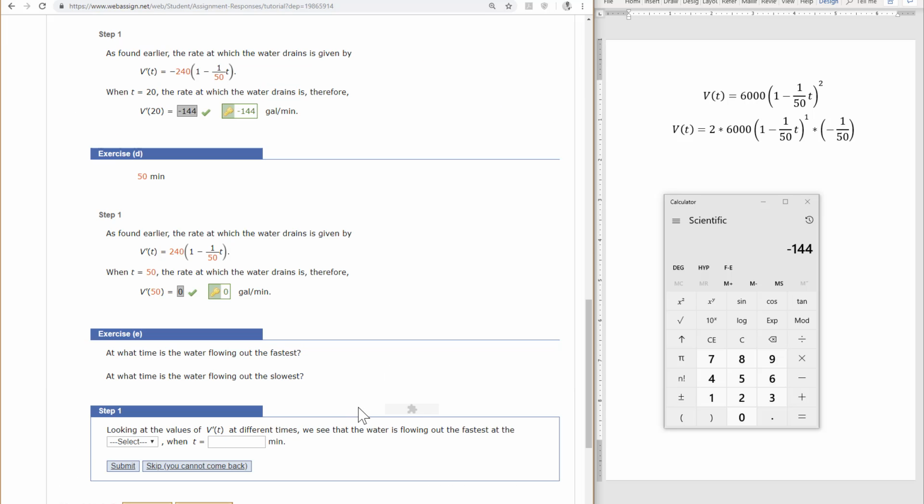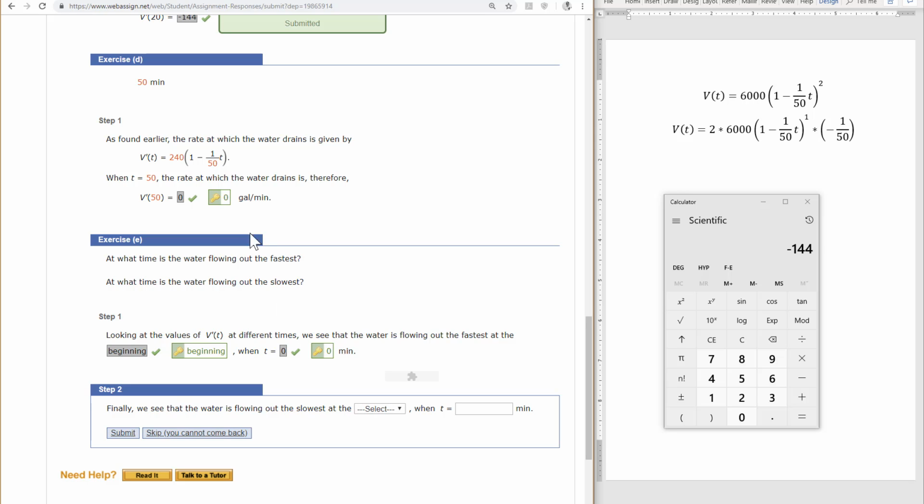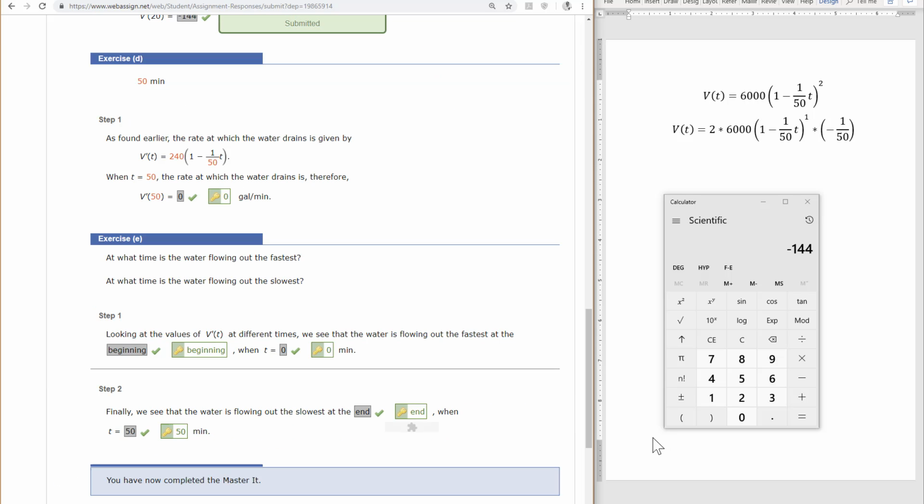All right, so the last question: we found earlier that when t is equal to 50, the rate is equal to 0. At what time is the water flowing the fastest, and at what time is water flowing the slowest? So the fastest is at the beginning when t is equal to 0. And then it starts to slow down, and when it's finally empty, all the way at the end, that's when it's flowing the slowest. So that's going to be our answer. Okay, so that's it, and I hope that helps.